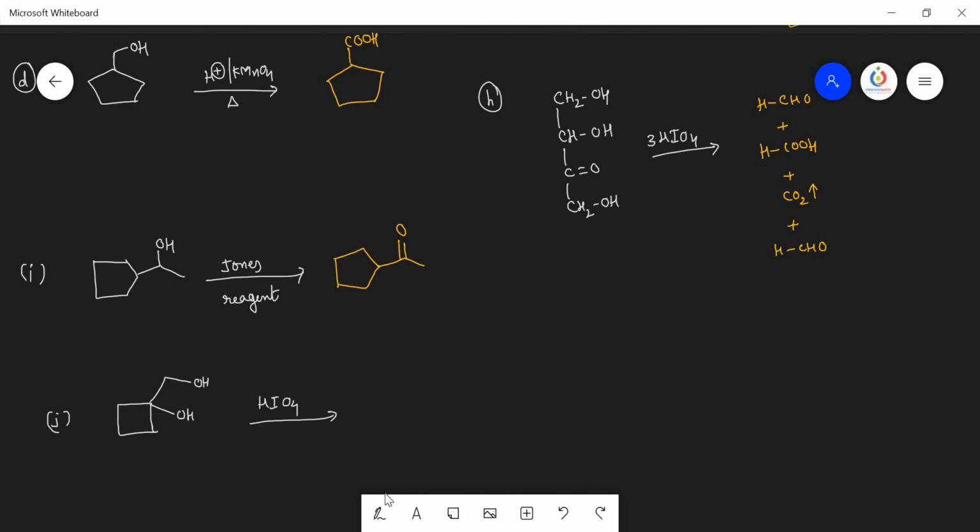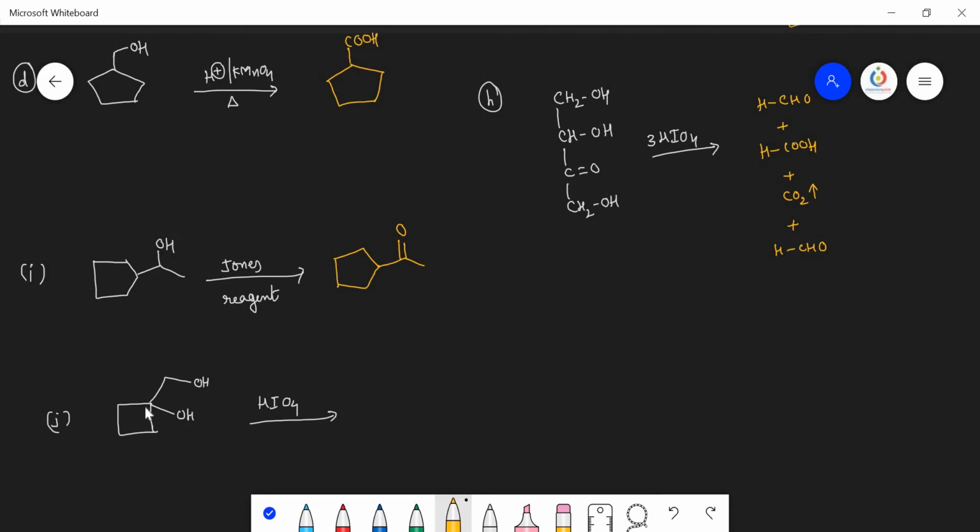Both H and J are examples of the bond-breaking category. So here you need to break the bond. Here hydrogens are there, so this part shall be converted to the aldehyde. This part has no hydrogen but carbon connections are there, so this OH-containing carbon shall be oxidized to the keto group.